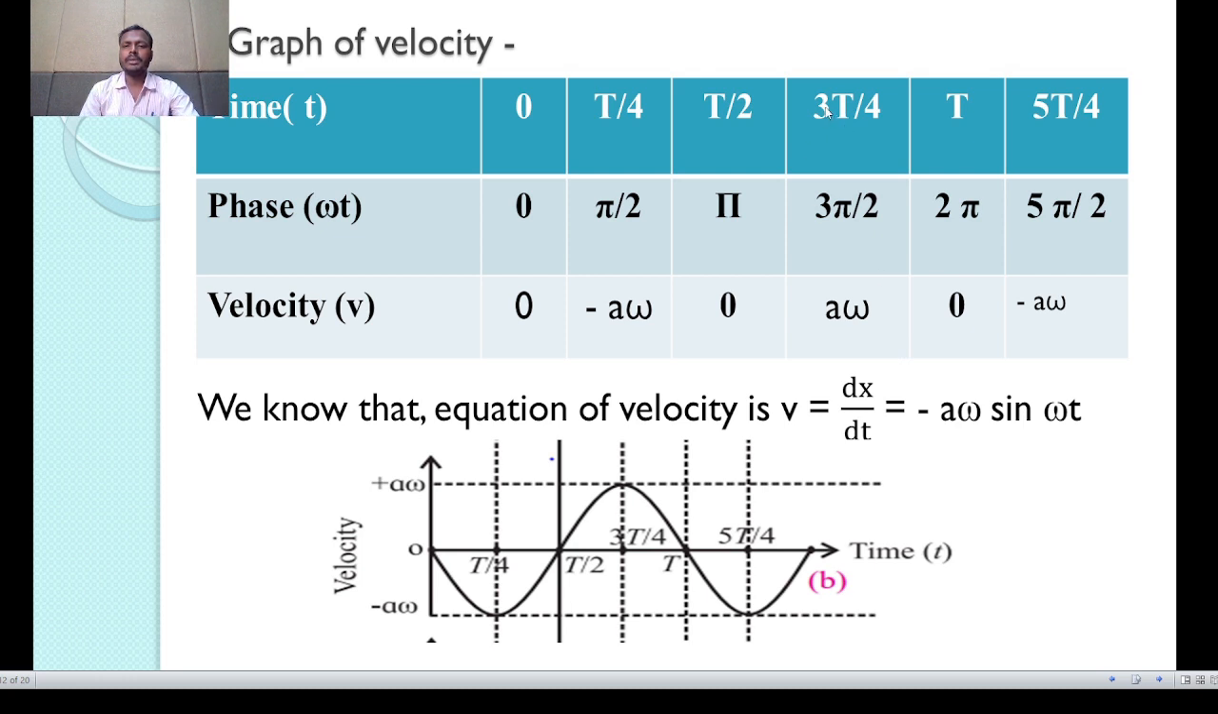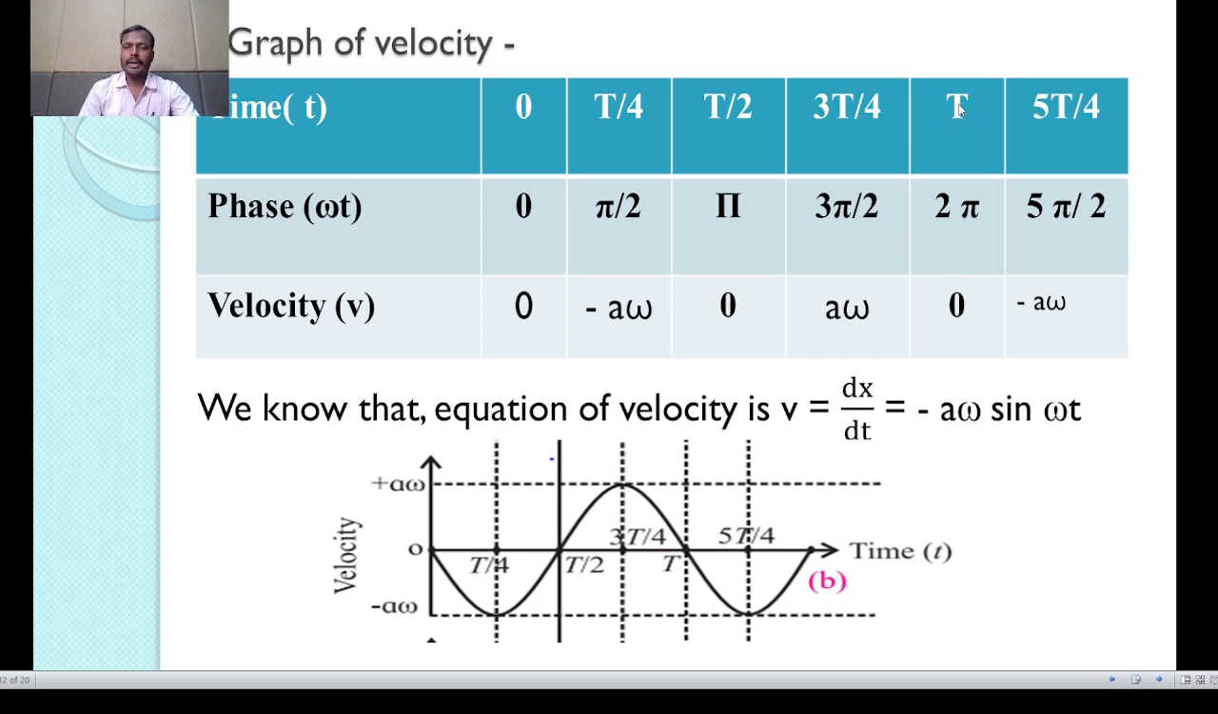Now next, when the time is 3T divided by 4, the phase is 3π divided by 2. Sine 3π divided by 2, that is sine 270, is minus 1, multiplied by minus Aω, that is plus Aω. When the time is 3T divided by 4, the velocity is Aω. The point is here.